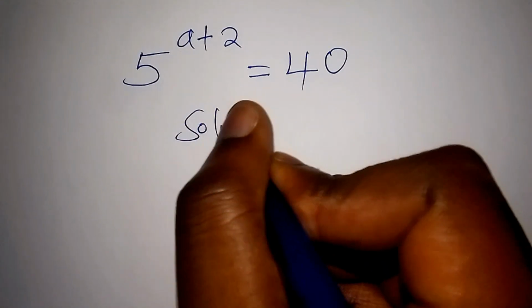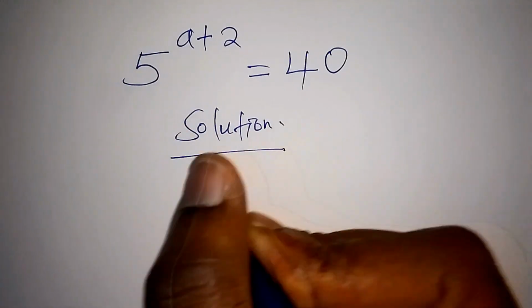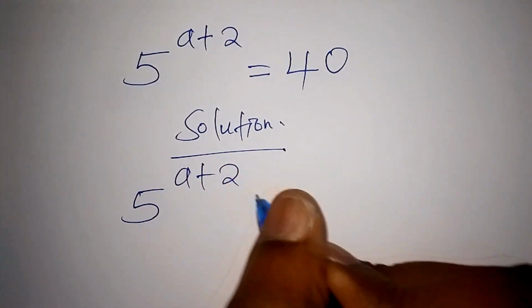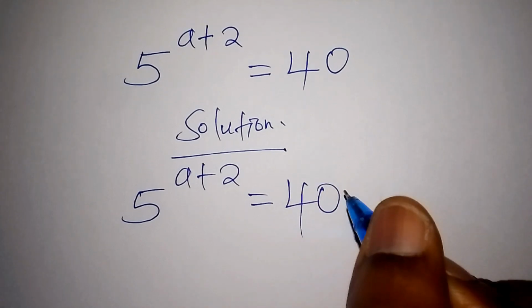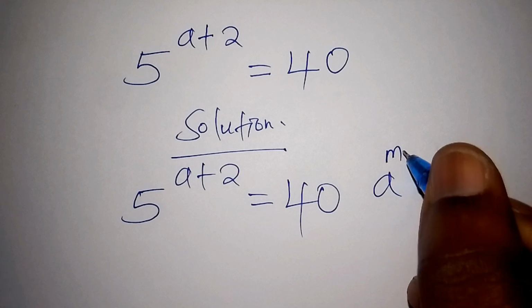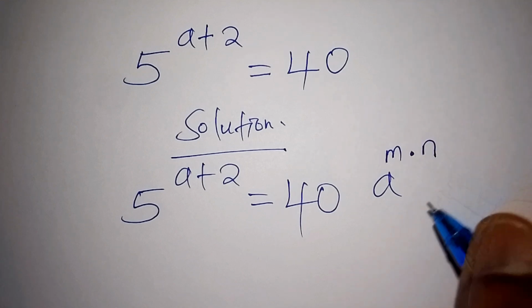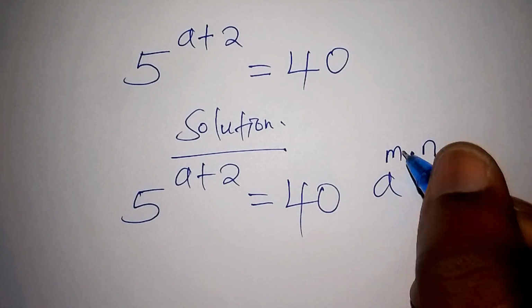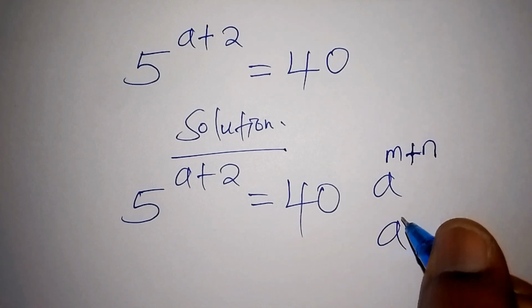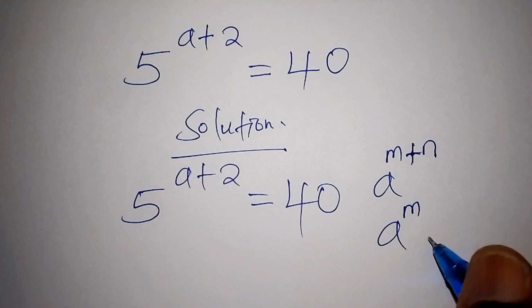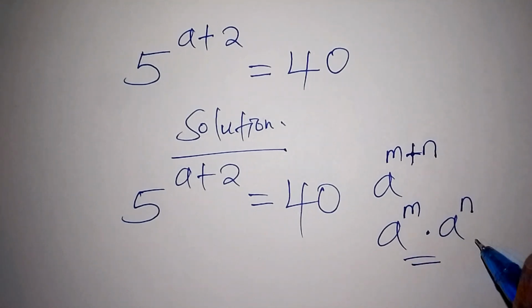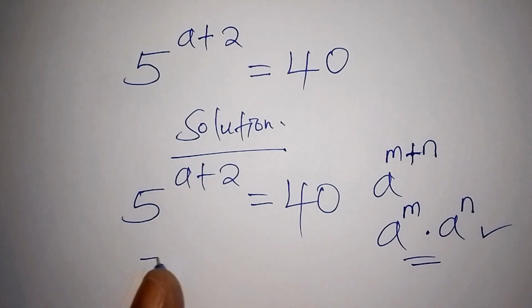On our solution, this is the maths problem that you are having. We have 5 to the power of a plus 2 is equal to 40. Assume that we have a to the power of m plus n. This can also be written as a to the power of m, multiplied by a to the power of n.